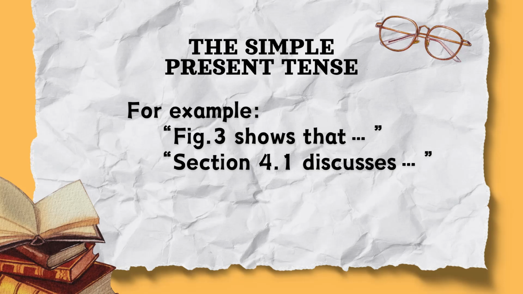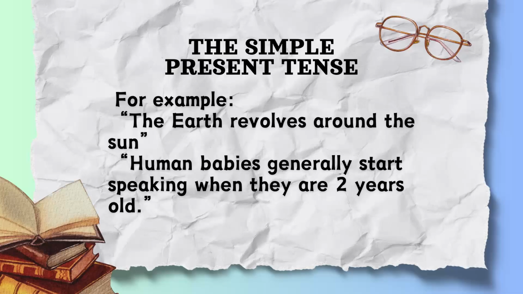The present tense can also be used to talk about the research paper as a whole. For example, section 4.1 discusses. The simple present tense of the verb is the word discusses. This tense is also used to state what is generally true and what is unlikely to change. For example, the earth revolves around the sun. The word revolves is the present tense. For example, human babies generally start speaking when they are 2 years old. The verb in the simple present tense is the word start.